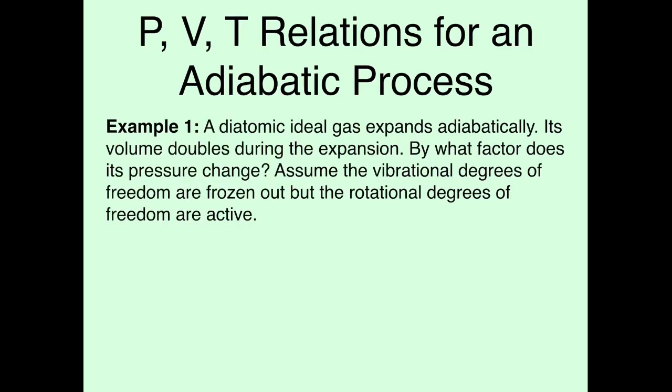Before we move on, let's just get some practice using those equations. The first example we'll do is we have a diatomic ideal gas that expands adiabatically. Its volume doubles during the expansion. By what factor does its pressure change? We'll assume that the vibrational degrees of freedom are frozen out, but the rotational degrees of freedom are active. So let's work the first one out.